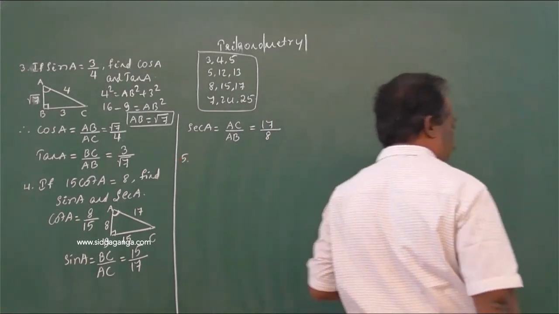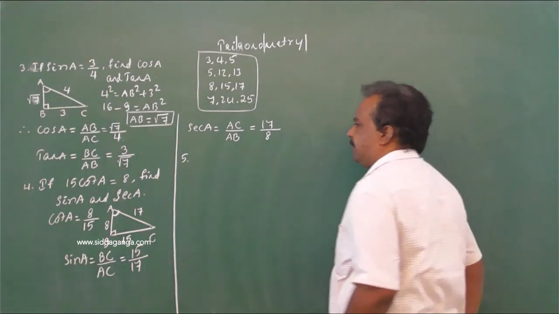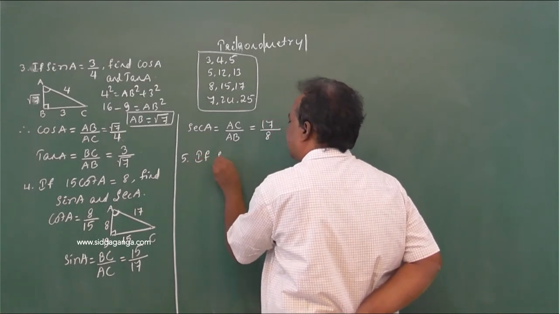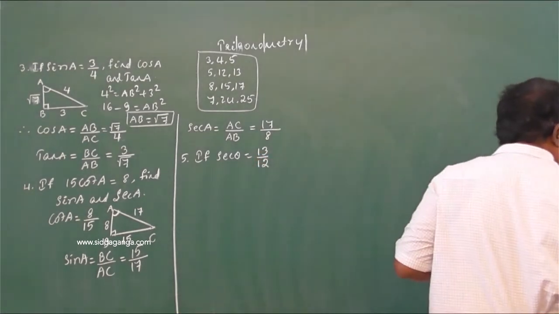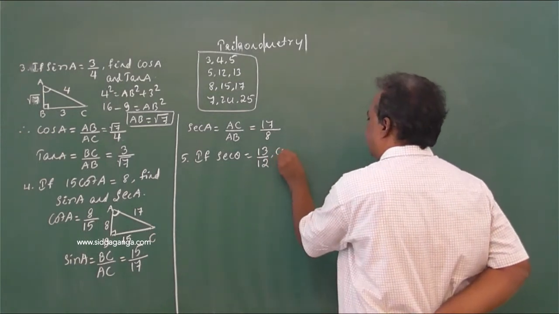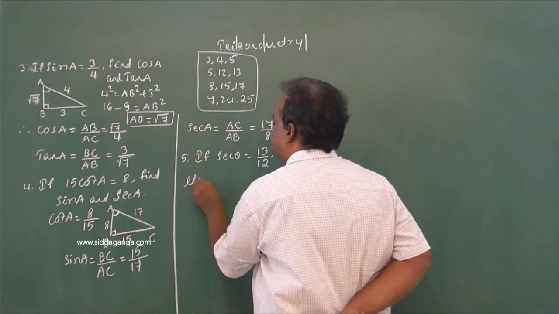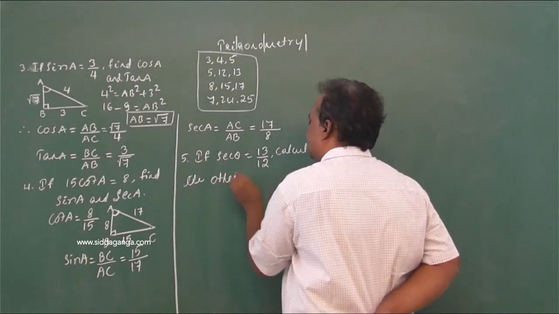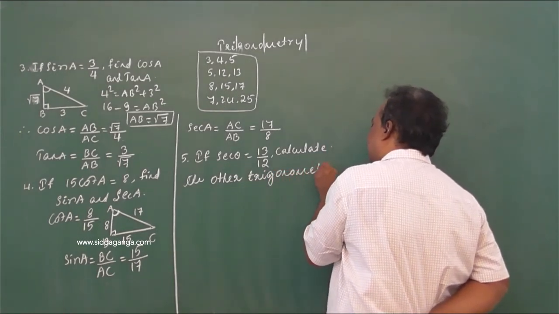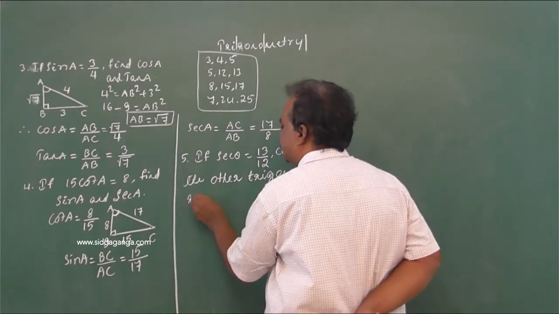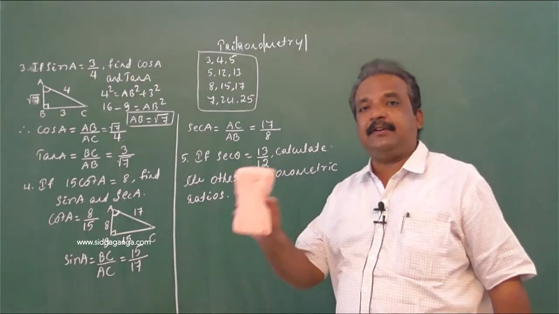Now let us take one more problem. I hope you can do this without my assistance. If secant theta is equal to 13 by 12, calculate the other trigonometric ratios. So one trigonometric ratio is given. You have to find the remaining five trigonometric ratios.